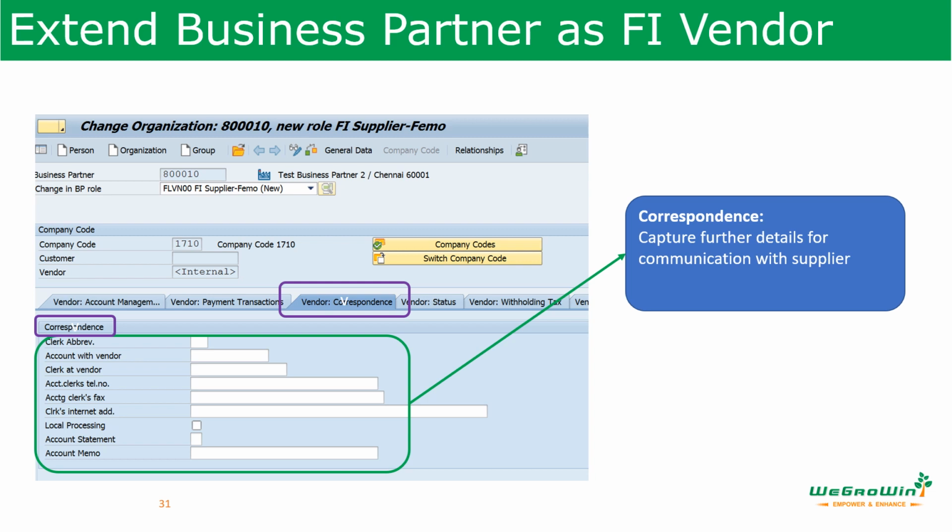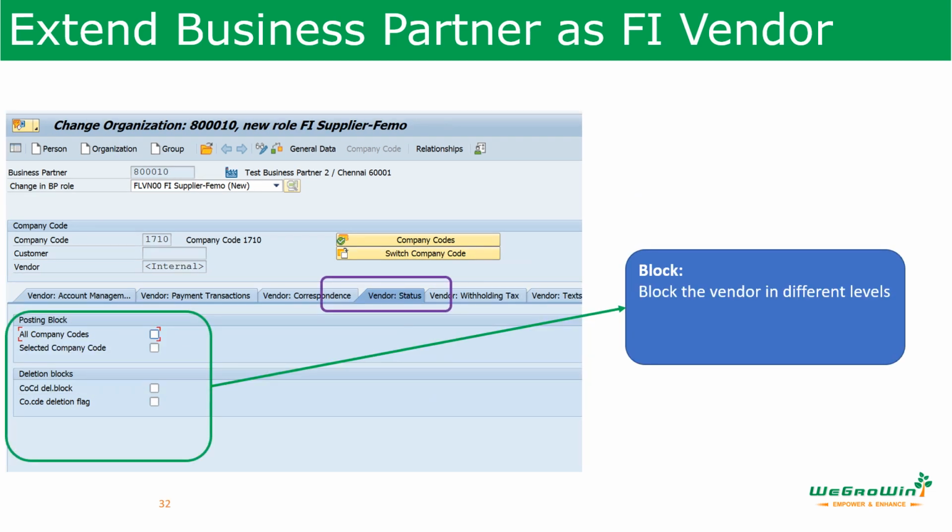Then vendor clerk information. It is related to the information concerned with the person who is managing the day-to-day operations between the vendor and the company who is dealing. An account statement indicator allows the accounting department to define when the vendor will receive the periodic statements. It may be weekly, monthly, or yearly.